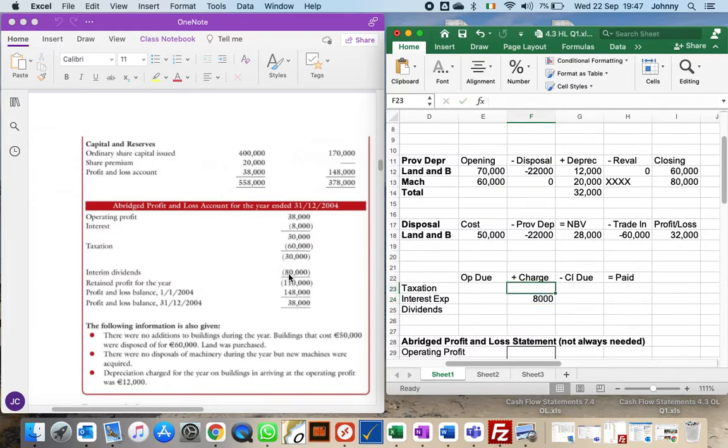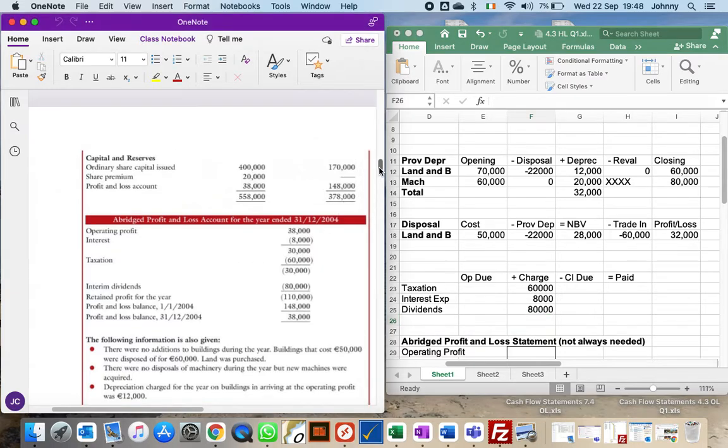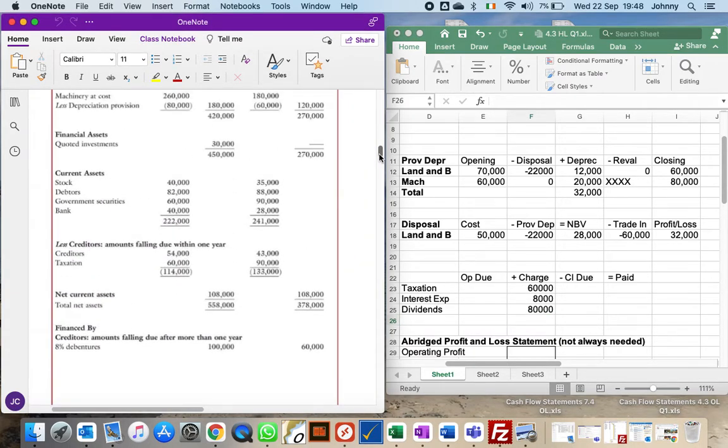Now there's interim dividends of 80. So interim dividends means that there were some dividends paid throughout the year, but maybe there were more dividends paid as well. Okay, so we'll have to go and have a look at that now. And then taxation, there was a charge of taxation of 60. So I'm just going to put in the interim dividends we've charged so far, about 80.